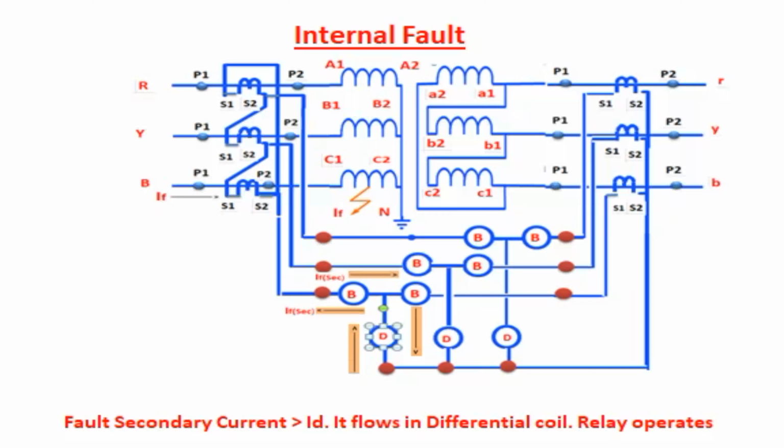Internal fault. You see in this figure, an internal fault has happened inside the transformer. That is, a B phase star winding internal fault. During that time, the fault current is fed from B phase to earth and returns to the source. At that time, the secondary current from the CT secondary flows into the relay and circulates through the differential coil. So the relay will operate immediately.